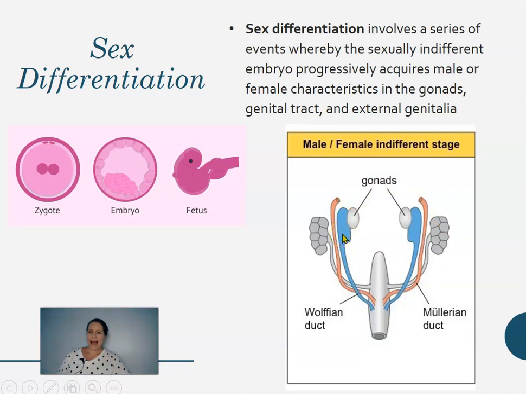And so how do we go from this stage where the fetus does not have a set sex yet to the stage where the fetus is clearly male or female? So that's what we're going through today. We're going to look at the different influences that lead to this differentiation.